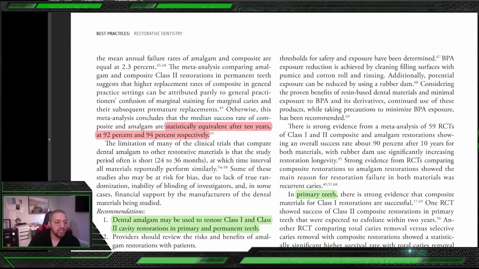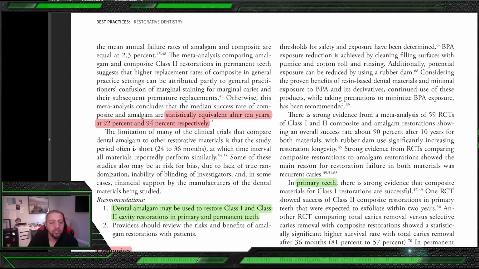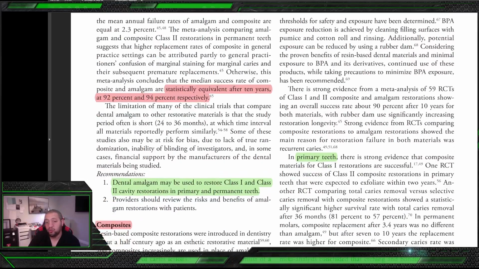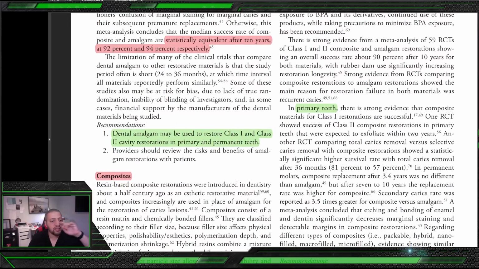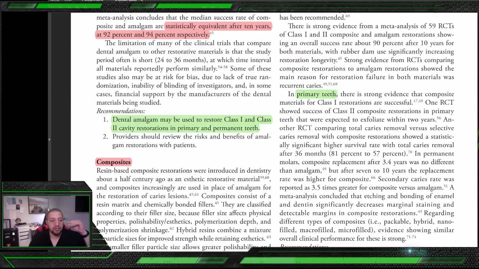Okay, so the recommendation to wrap it up: dental amalgam may be used to restore class 1 and class 2 cavities in primary and permanent teeth, and the success rate is amazing here. So it's recommended to use amalgam, and as we stated, speculation about amalgam is not to be considered here. FDA approved it as long as the patient has no allergy to it.